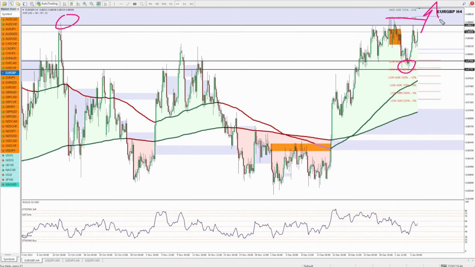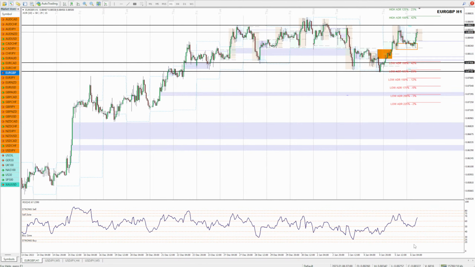Don't see any reason why we shouldn't break the highs and keep going. So looking for any kind of pullbacks. So we're looking for RSI extensions on the 4-hour, RSI extensions on the hourly, or ADR hits to the downside for potential longs.